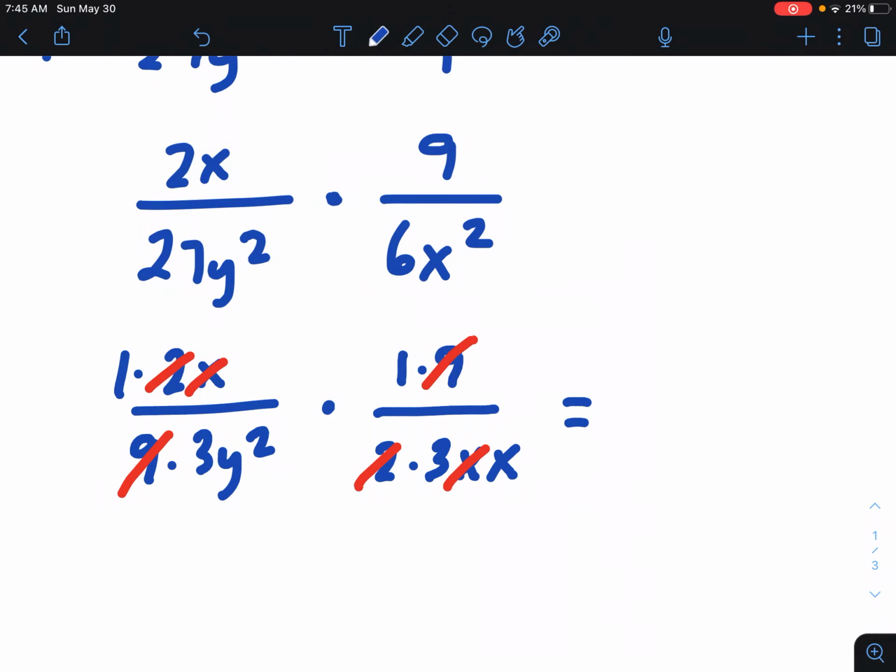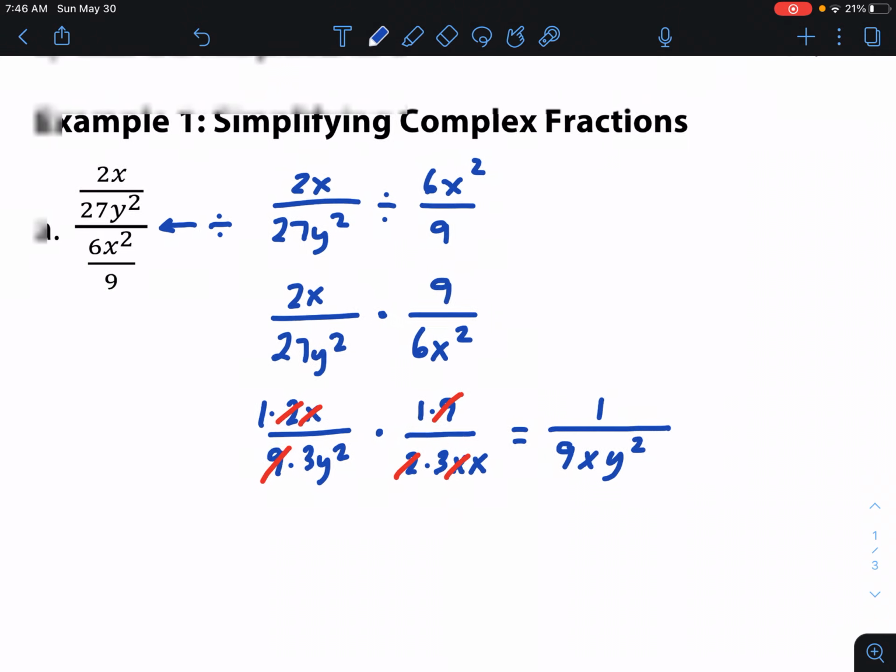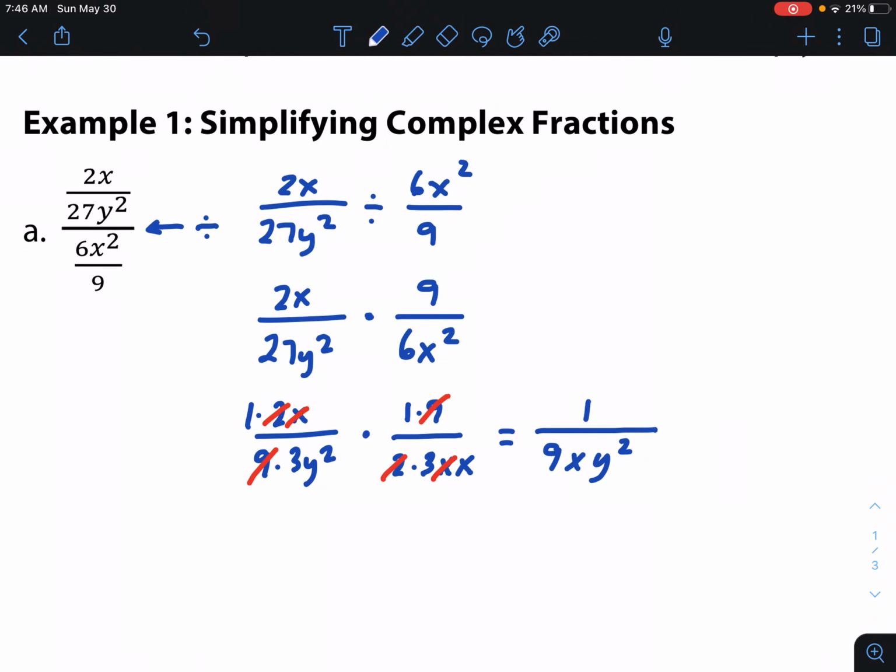So I have 1 times 1, which is just 1 for my numerator. And then in my denominator, I have 3 times 3, which is 9. And then I have a y squared and an x. I'm going to put the x first just because it's alphabetical order, and we prefer alphabetical order if we can. But it wouldn't matter if you put the y first. It's the same thing since it's multiplication. So there we go. We have simplified that complex fraction by dividing and then multiplying. Okay, so there's the answer right there.